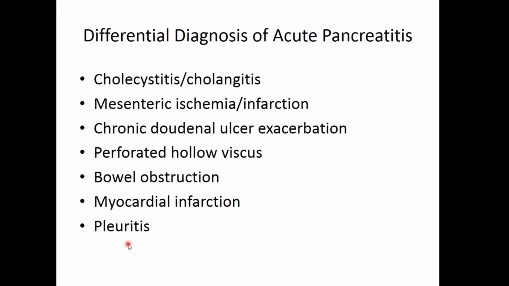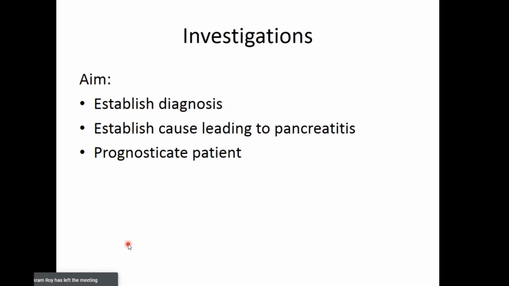And typically what happens is, irrespective of whether we are thinking it is cholecystitis, or it may be cholangitis, or mesenteric ischemia, or mesenteric infarction, or a chronic duodenal ulcer, or a bowel perforation, or obstruction, myocardial infarction, pneumonia, pleuritis, once we do the enzyme levels and we find that the enzyme levels are raised 3 times, we get a diagnosis, and we know that this is basically nothing but a case of acute pancreatitis.